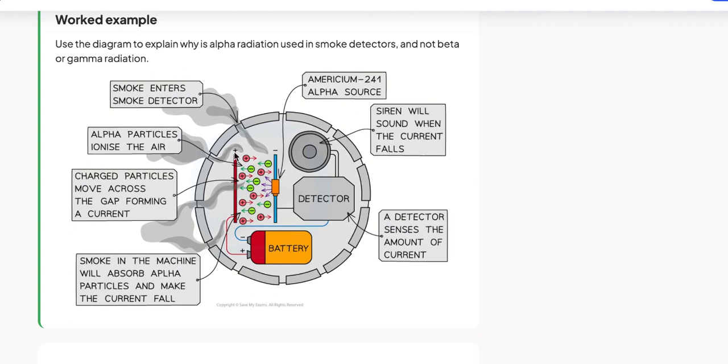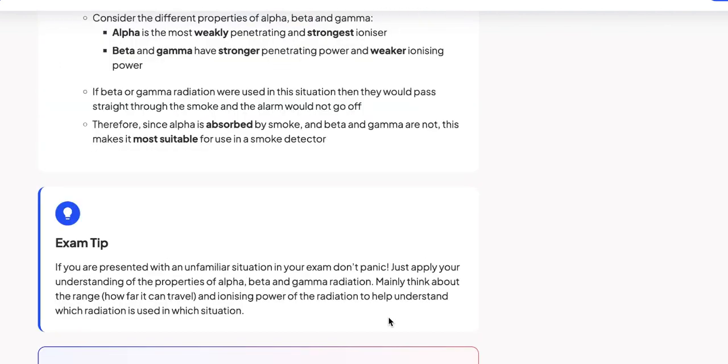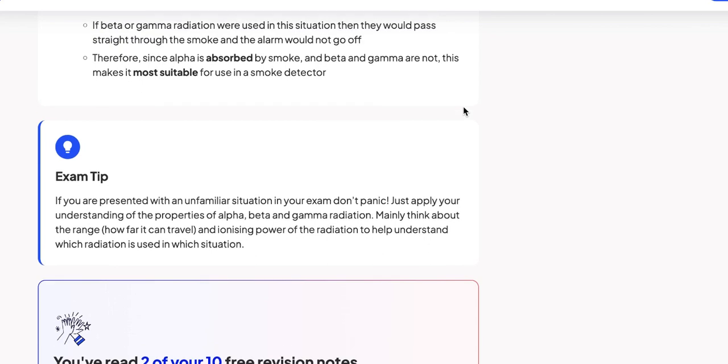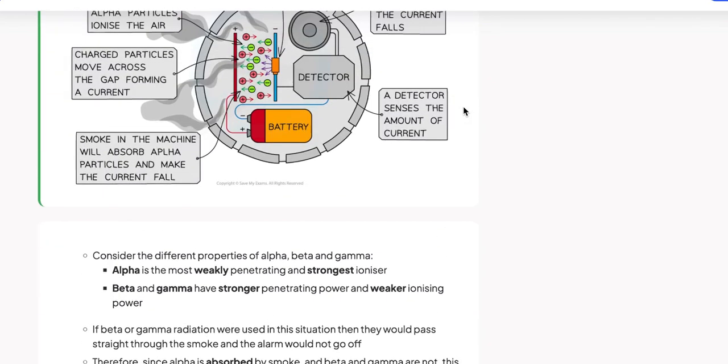Without smoke, current continues to flow. But when you allow smoke in, smoke will block the ionization and then cause this alarm to sound, because no more current is flowing in the system. Okay, so this is one application, or how it's being used, in case you are asked in the exam.